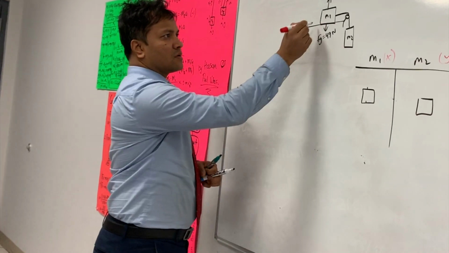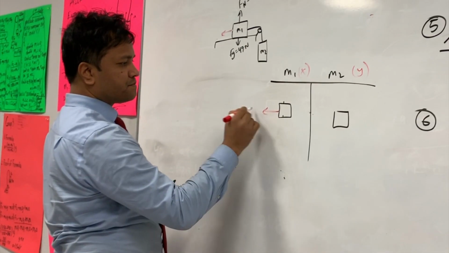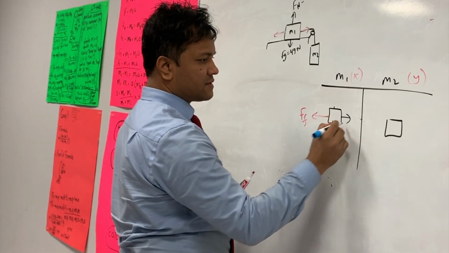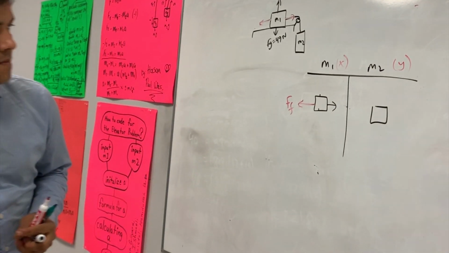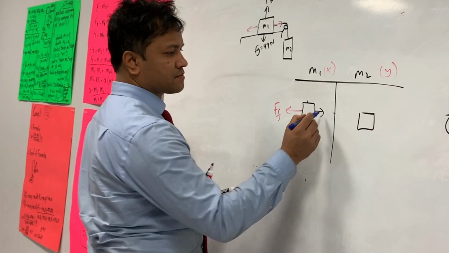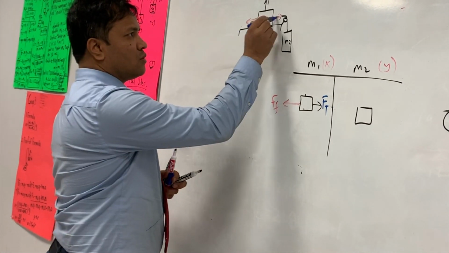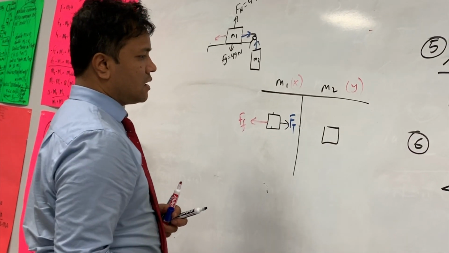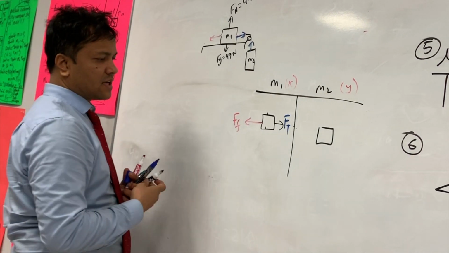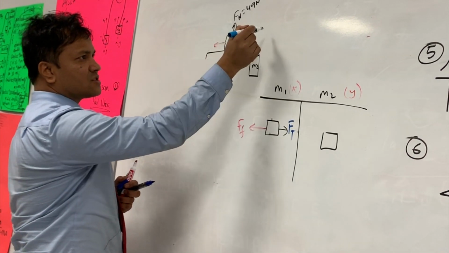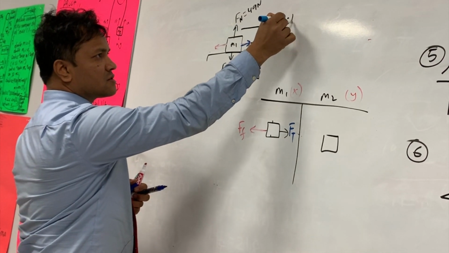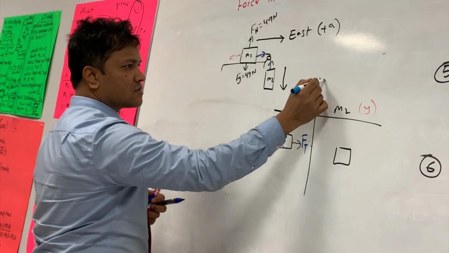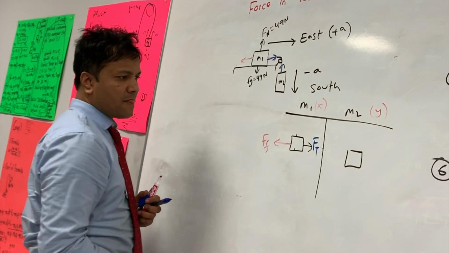In the x direction I have 2 forces. One is Ff, and I have this one, tension, FT. So I'm going to write it in blue, FT. This blue and this blue are the same thing because it's one rope, only one tension force. So let's write Newton's second law. This is acceleration to the east, so acceleration must be positive. This is accelerating toward the south, so that must be negative acceleration. Okay, good. So F equal to ma.